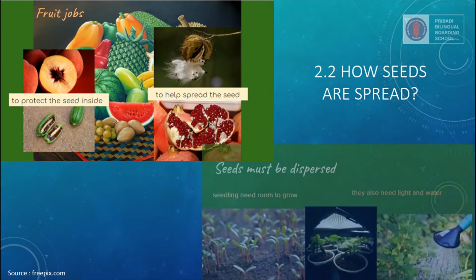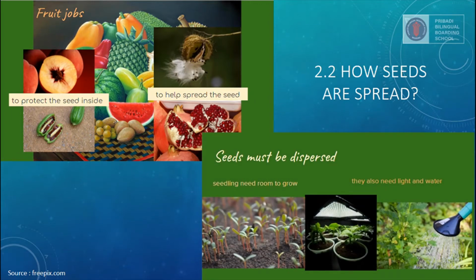Why does the seed need to spread? The seed must be dispersed because the seedling, or a tiny plant that grows from the seed, needs room to grow. They also need light and water. If they grow in a small space, they will fight for food, water, and light. That's why they need space, they need room to grow. The seed must be dispersed.